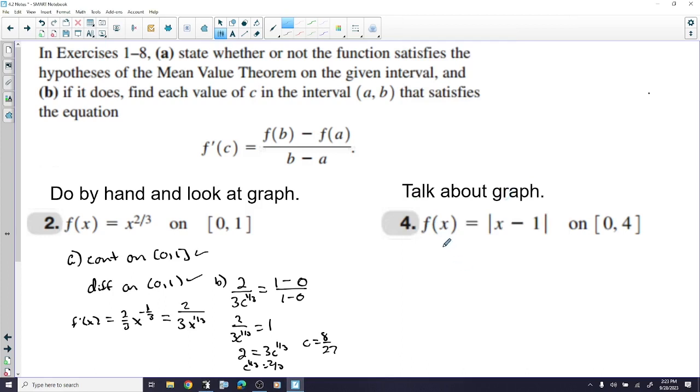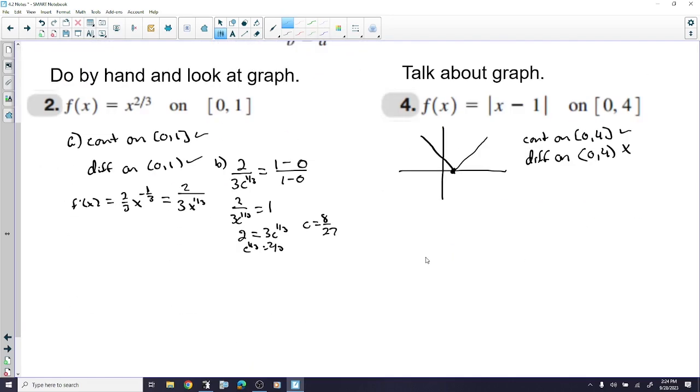Let's talk about the graph. This is what the graph looks like. So we can say continuous on 0 to 4. Check. Differentiable on 0 to 4? No, not differentiable at 1. And so we move on.